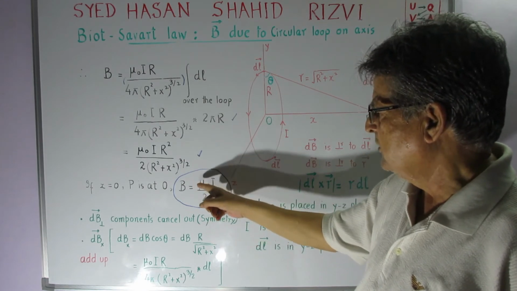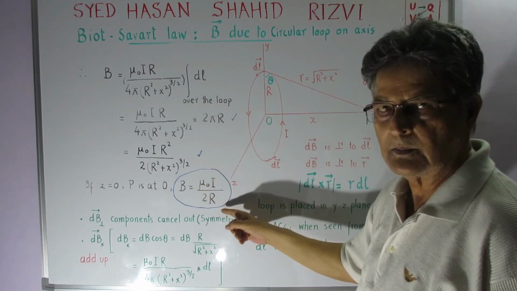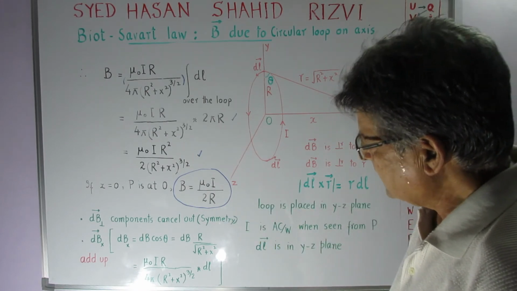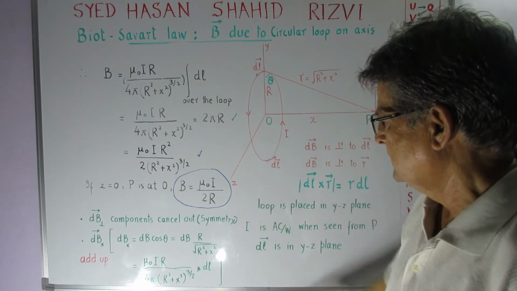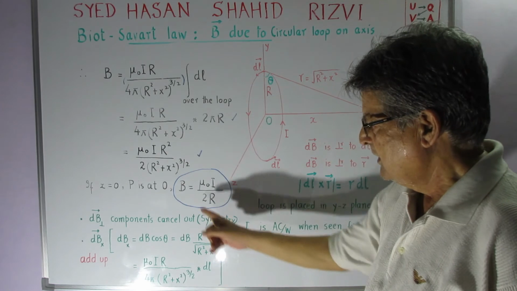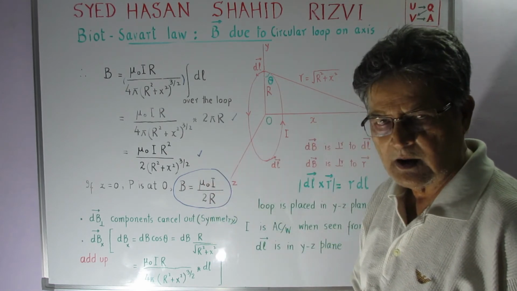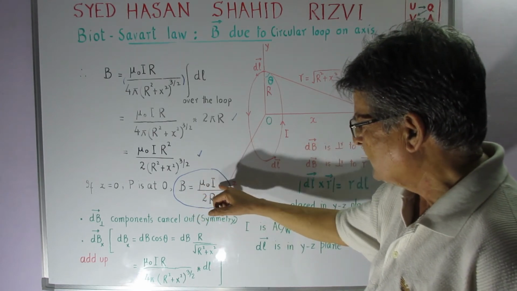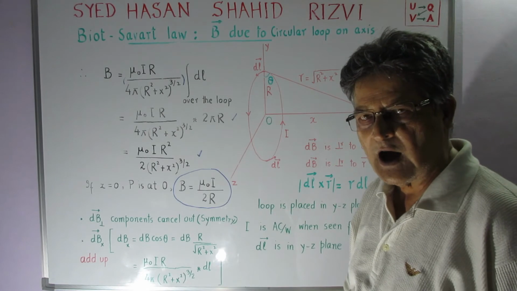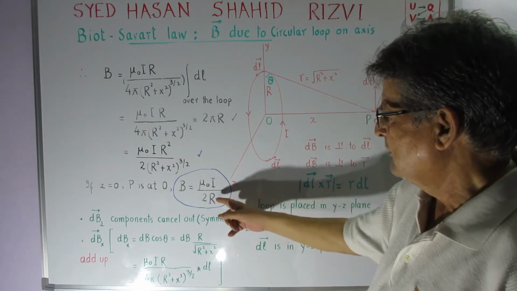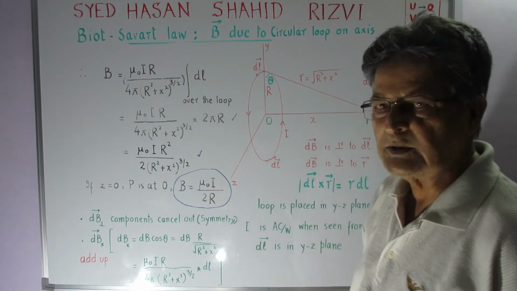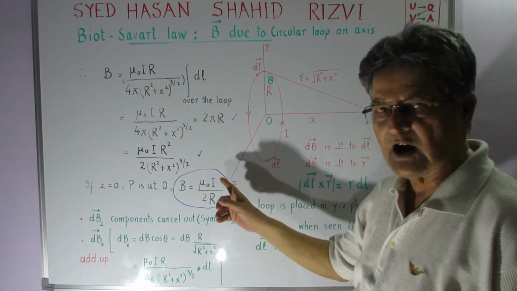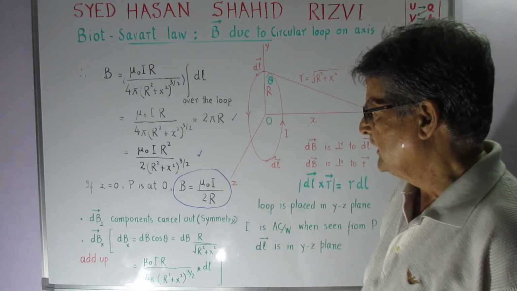If n is 10, then you will have 10 mu naught I upon 2r. So you can see that the magnetic field at the center of the ring is proportional to 1 upon r, and of course directly proportional to I. The more the I, the more the field; the more the value of r, the less will be the field. You have to say it several times to yourself to understand these things.